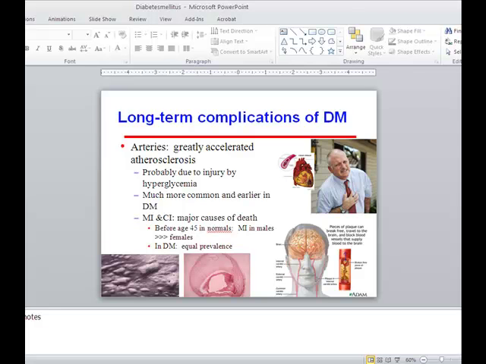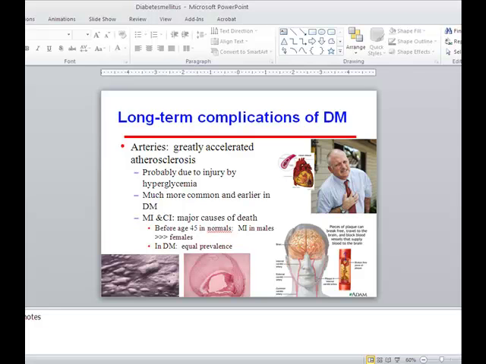Okay. And this is just a statistic, the myocardial infarctions and cerebral infarctions. These are main causes of death in diabetes mellitus. Normally, myocardial infarctions are more common in males than females for individuals before the age of 45. But when males and females have diabetes, the prevalence of myocardial infarctions becomes equal in the two. Okay. Females have some protective effects because of their hormones.